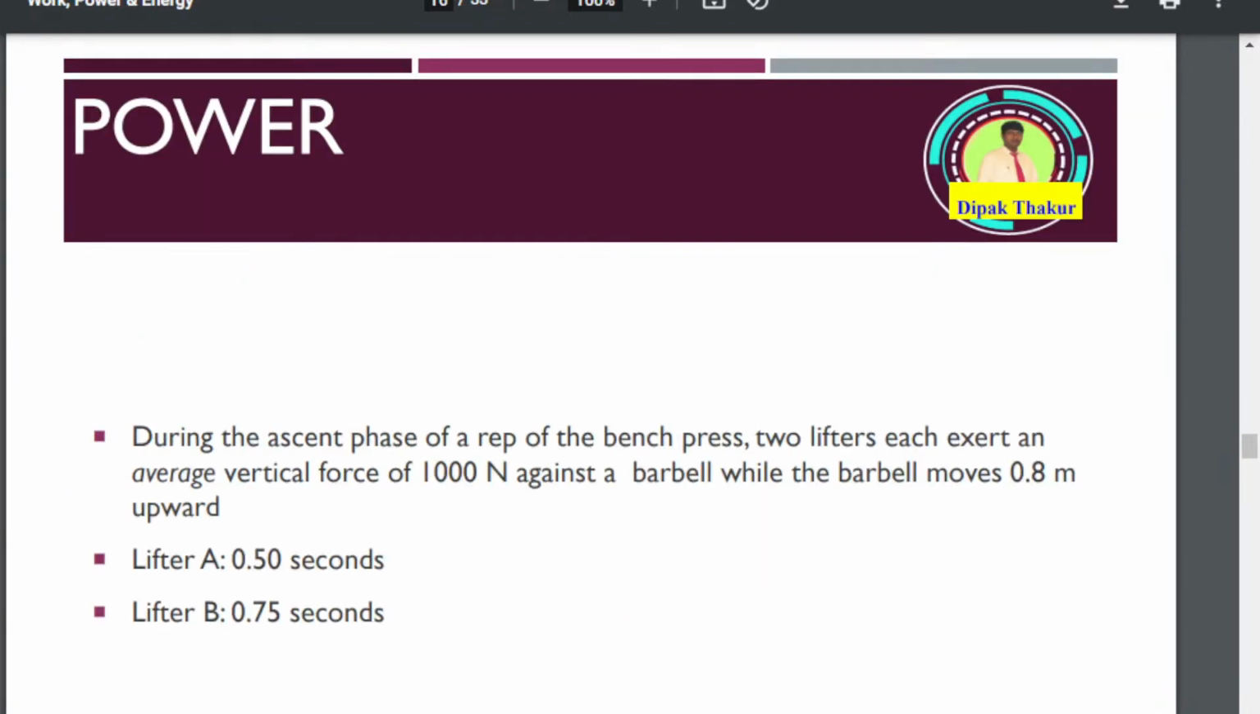So here it is: during the ascent phase of a repetition of the bench press, two lifters exert an average vertical force of 1000 Newton against a barbell while the barbell moves 0.8 meter upward. Lift 0.5 meter.